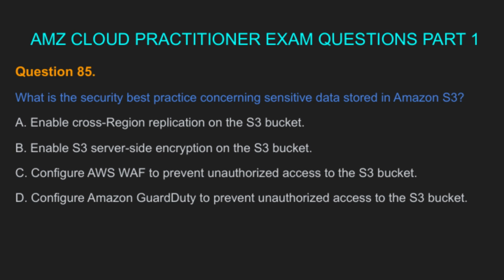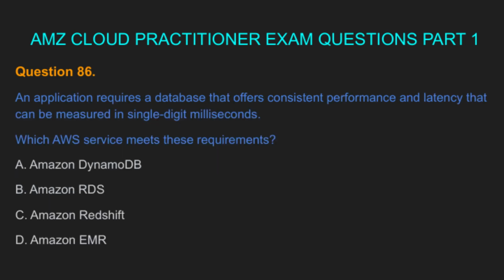Configure Amazon GuardDuty to prevent unauthorized access to the S3 bucket. The answer is B. Enable S3 server-side encryption on the S3 bucket. This ensures that the data is encrypted at rest and can only be accessed by authorized parties with the appropriate decryption keys.